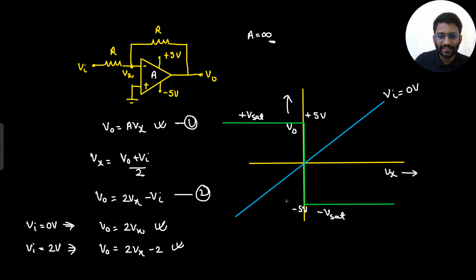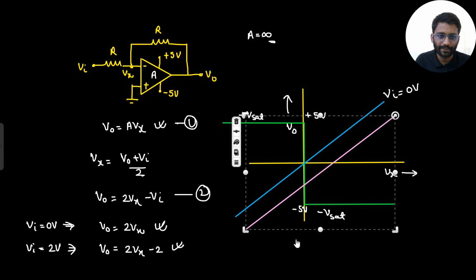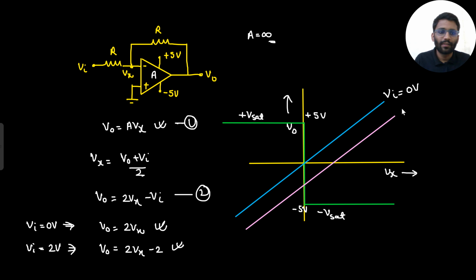So it will cut the y-axis at minus 2, and the slope will be the same. So the line will be parallel only, but it will cut the y-axis at minus 2. So this was for V in equals 2 volt.